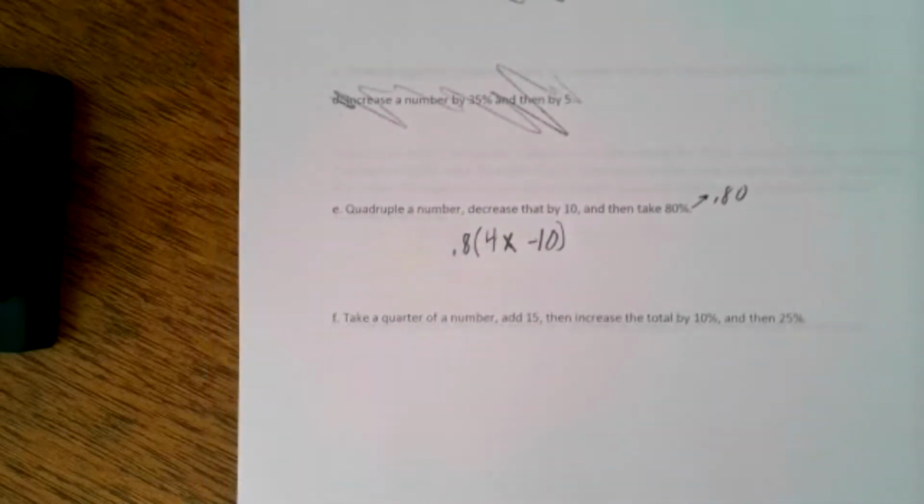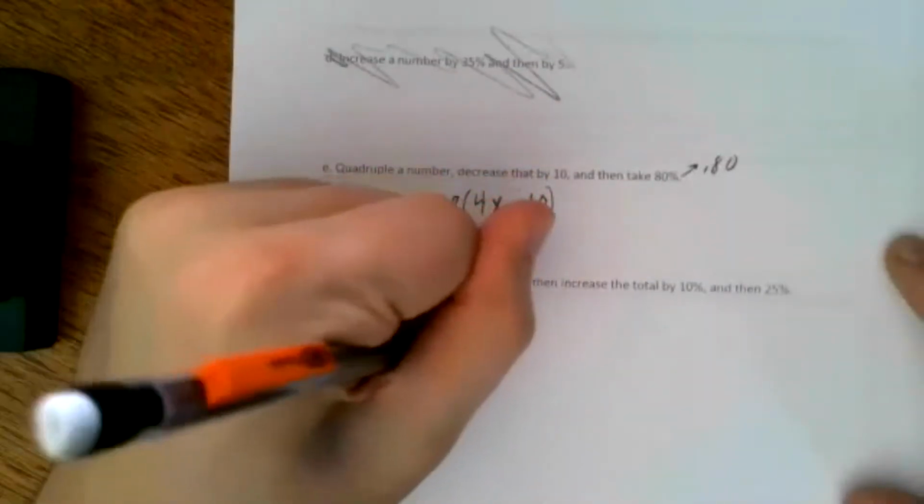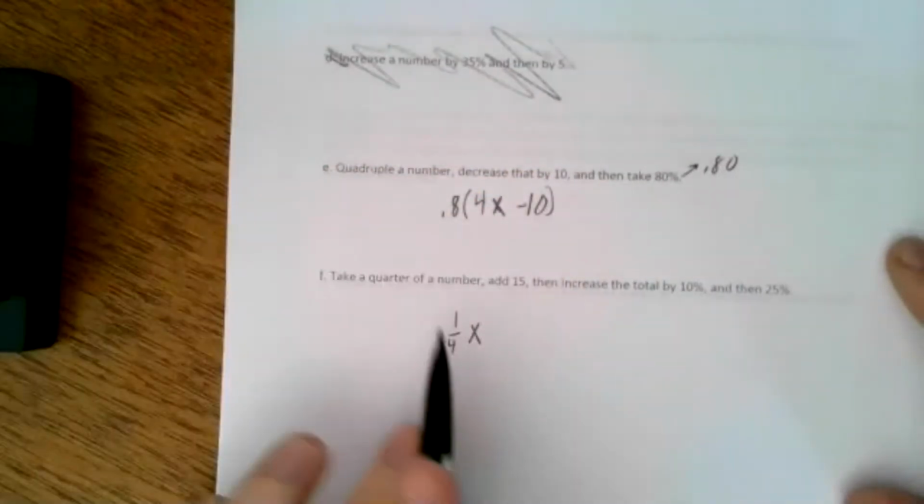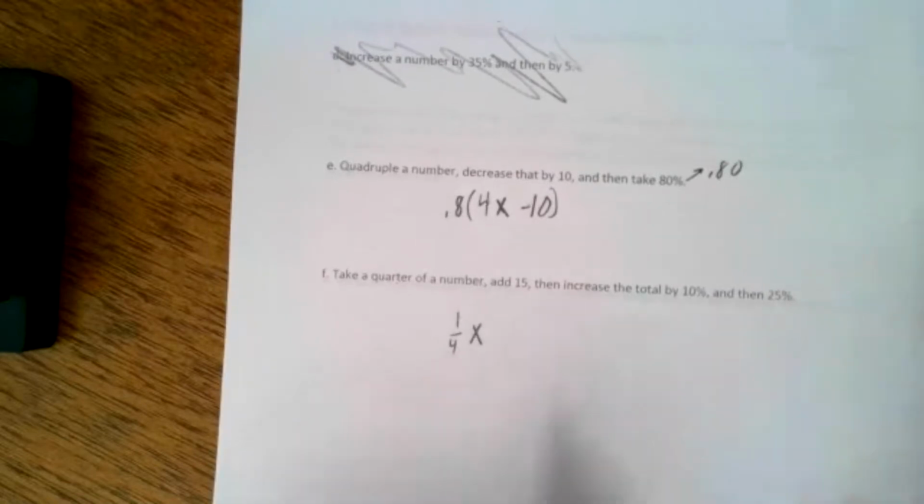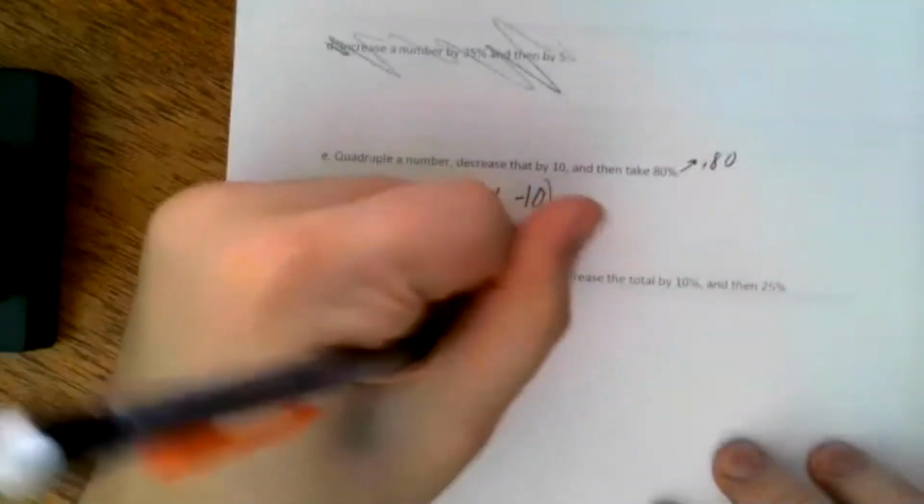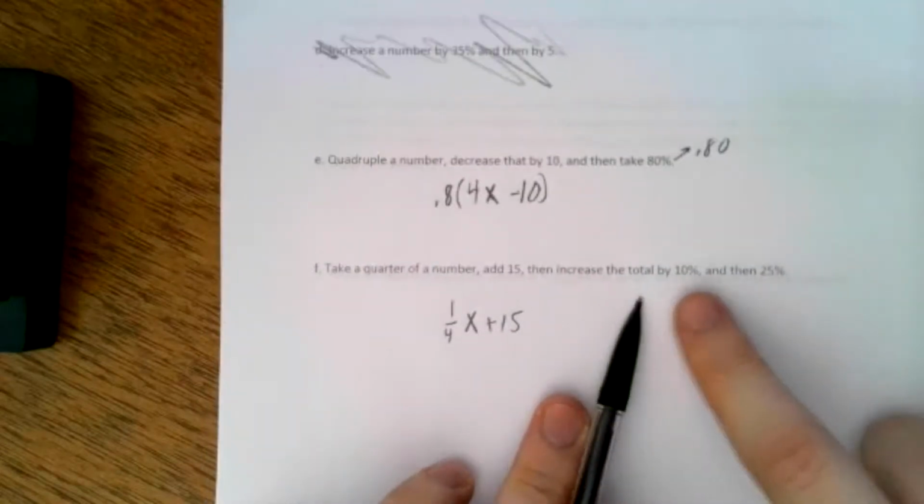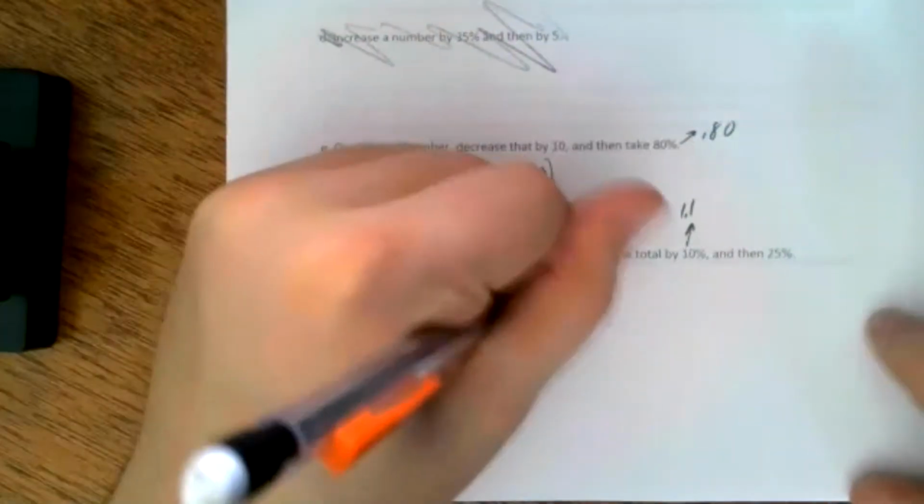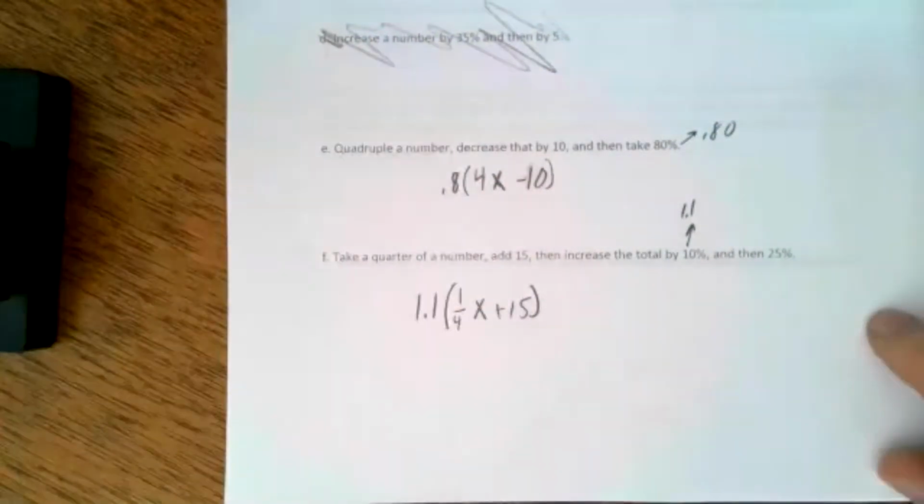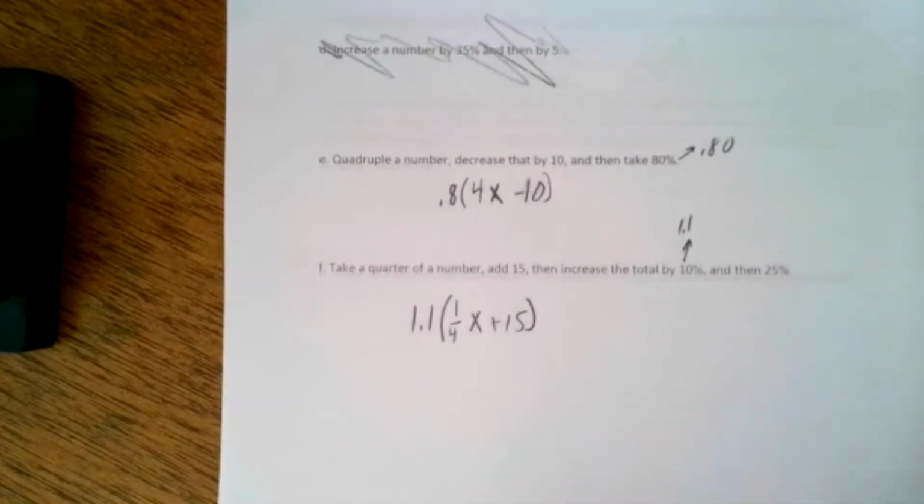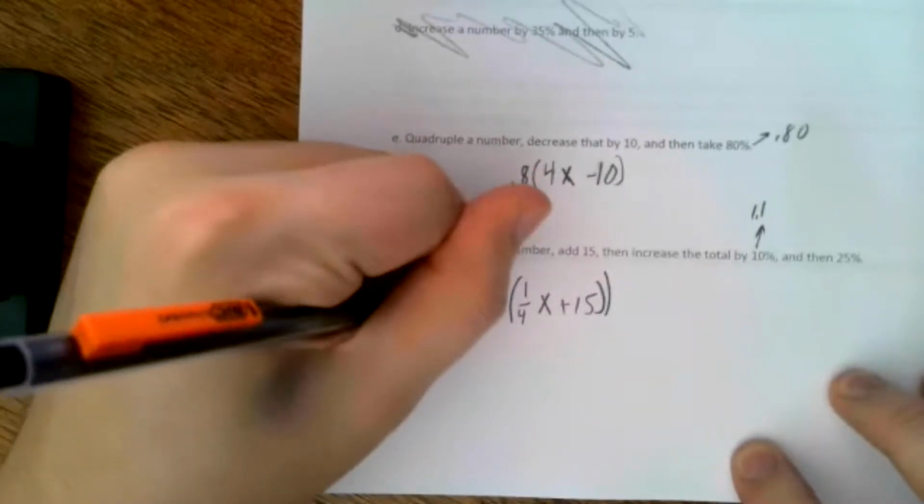F says we're going to take a quarter of a number. So that's 1/4, right? So 1/4 of x. Okay, so that's the first step. We're going to add 15. We're going to increase this by 10%. So my multiplier here would be 1.1. So multiply the whole thing by 1.1. And then I'm going to increase that by 25%. So I'm going to put another set of parentheses, and I'm going to increase all of that by 1.25.